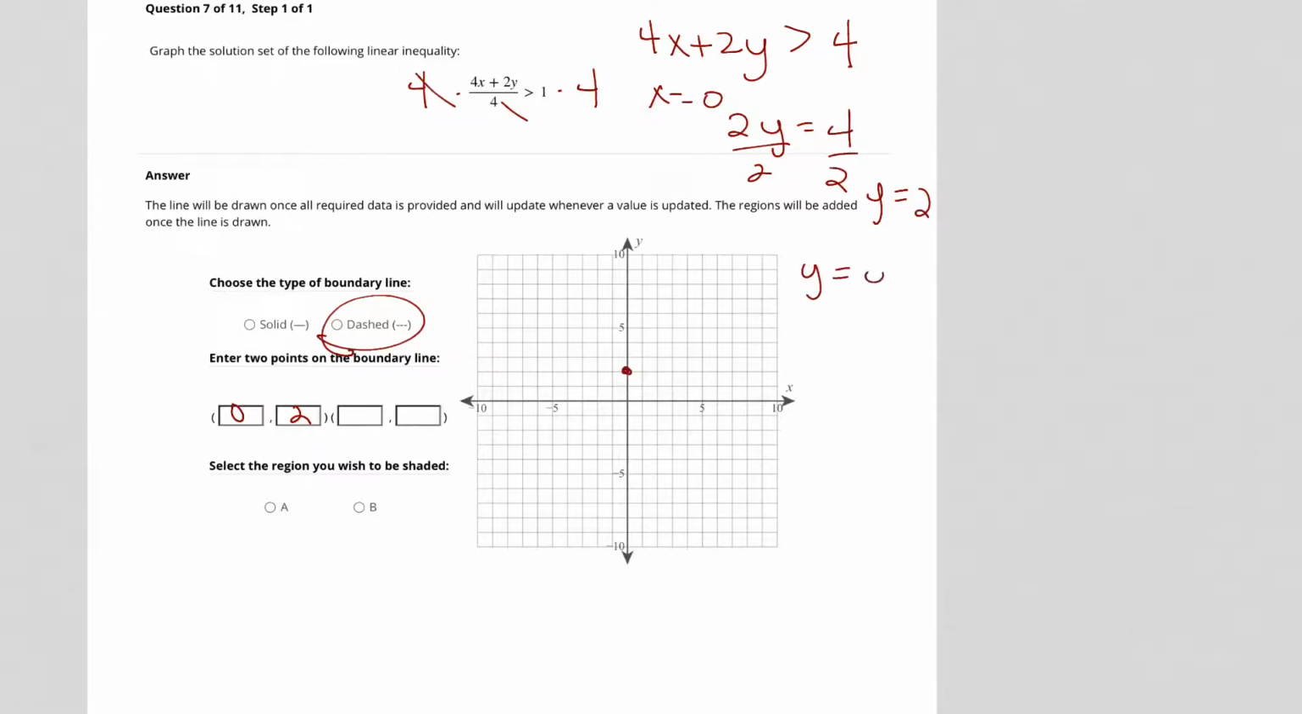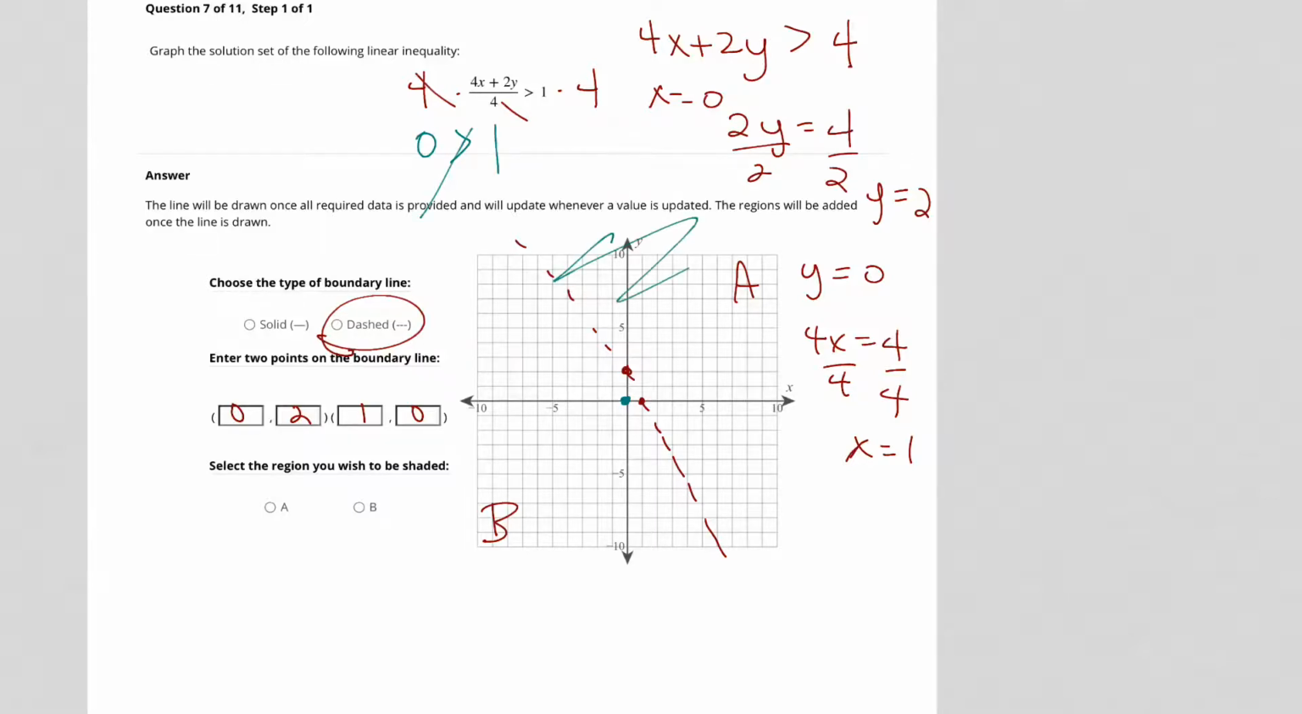And when I plug y equals 0 in, I have 4x equal 4. Dividing by 4, x is equal to 1. So that point is 1, 0, which is right here. And my attempt at a dashed line. Region A is going to go up there, region B down here. I can still test my origin. There's my origin, 0. So is 0 greater than 1? Answer to that is no. So you're going to shade the half plane that's on top, which is A.